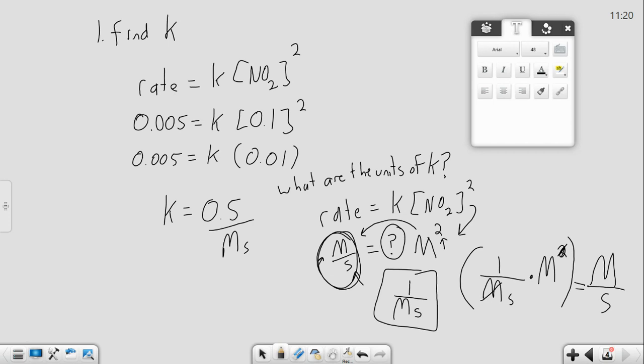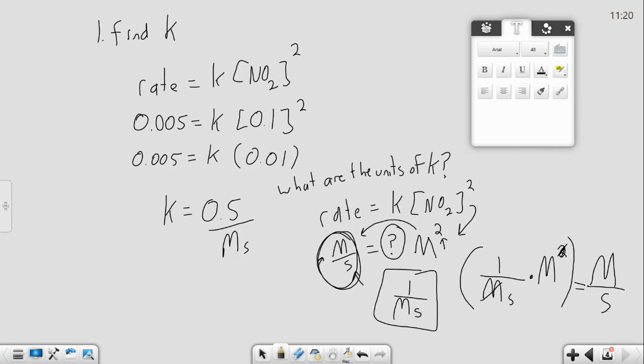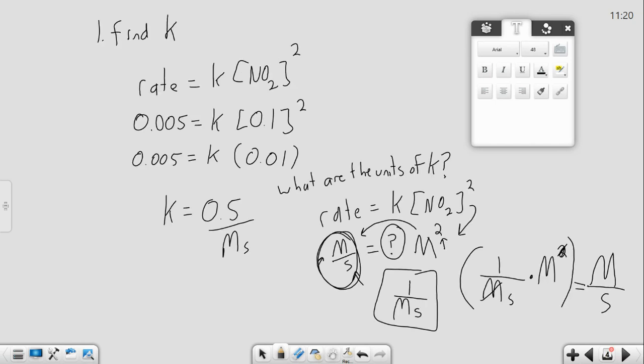So, what was our second question? Let's go back. Second question. If the initial concentration was 0.25, what would the rate be? Well, we have a rate law now, so that should make things easier. Rate equals K times NO2 squared. So we don't know the rate. That's what we're trying to find. Do we know K? Well, we just calculated K. And because this is all part of the same set of trials, K should stay the same.